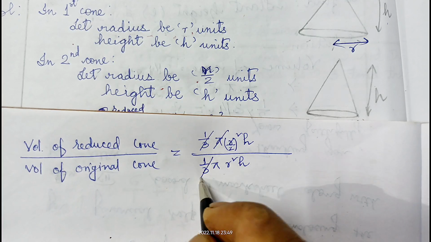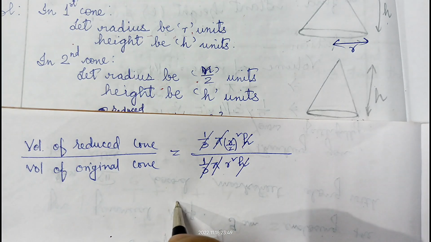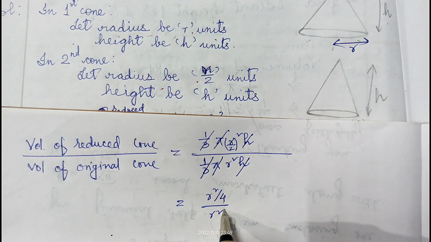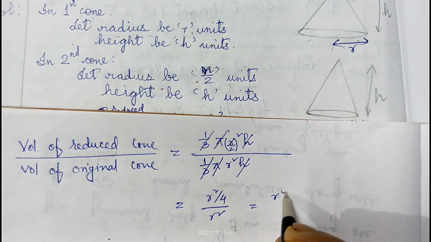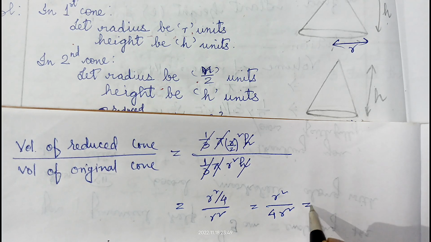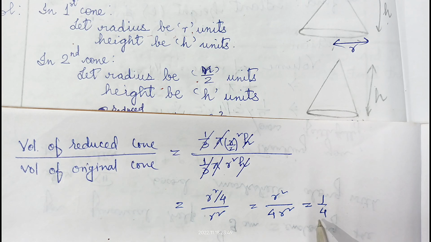1/3 π can be cancelled, H and H can be cancelled, so we are left with R²/4 divided by R², which can be written as R² by 4R². R² and R² can be cancelled, so it will be 1 by 4. So ratio of the volume of the reduced cone to the volume of the original cone is 1:4, which is the required answer. And this is the last sum from 13F.